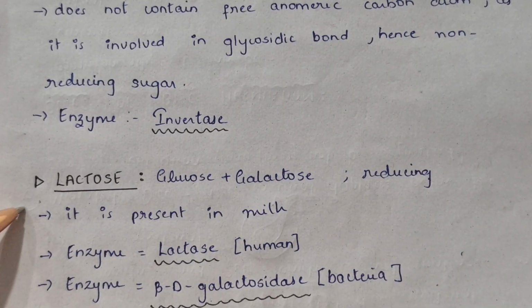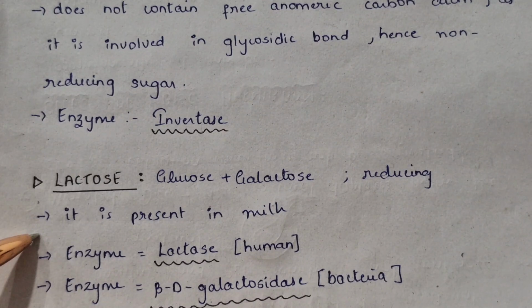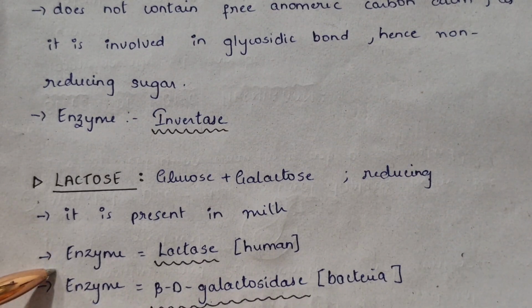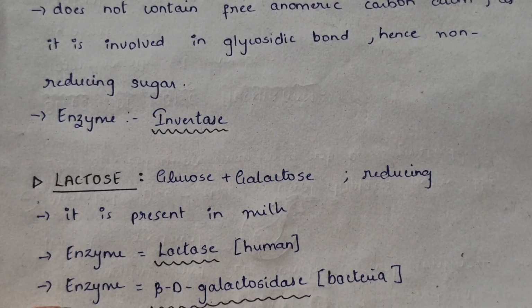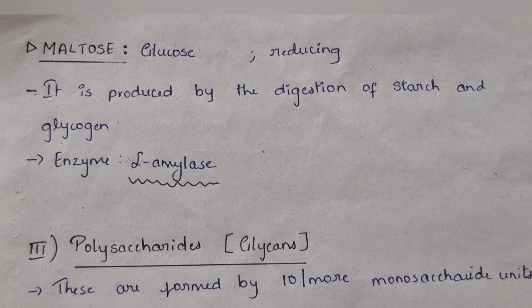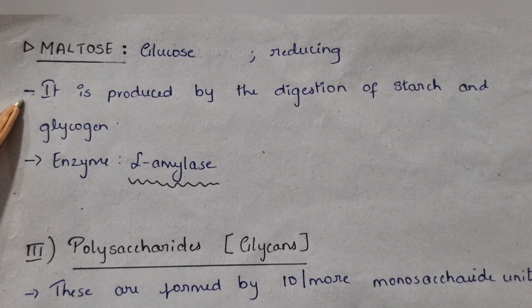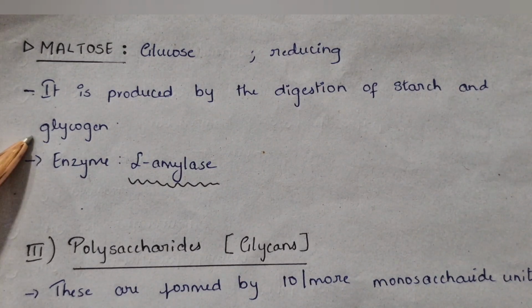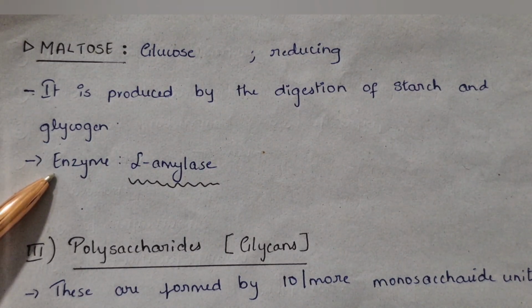The second one is lactose, which breaks down to form glucose and galactose. It is a reducing sugar. It is present in milk. The enzyme involved is lactase in human beings, and the enzyme involved in bacteria is beta-D-galactosidase. The third one is maltose. It is produced by the digestion of starch and glycogen. The enzyme involved is alpha amylase.